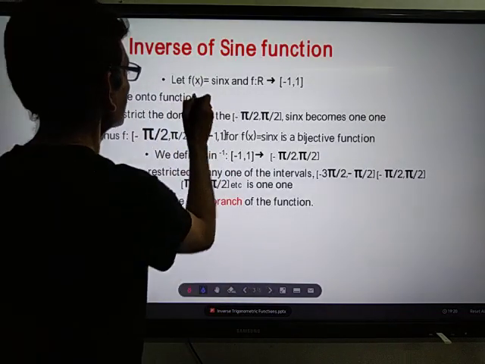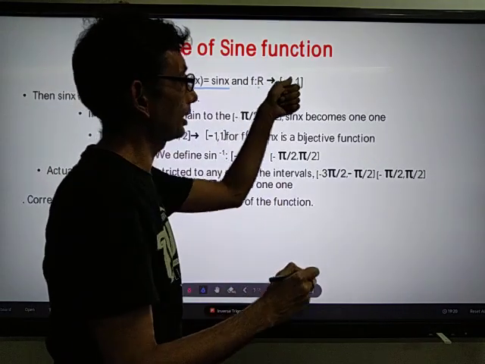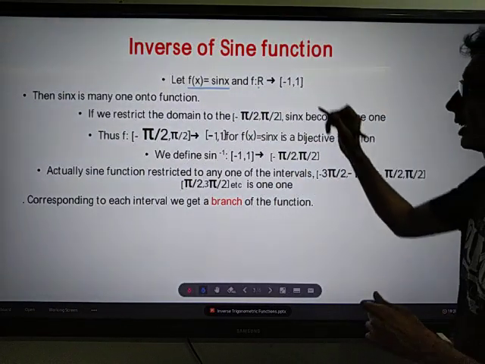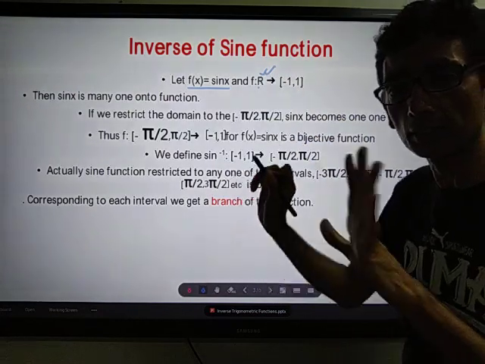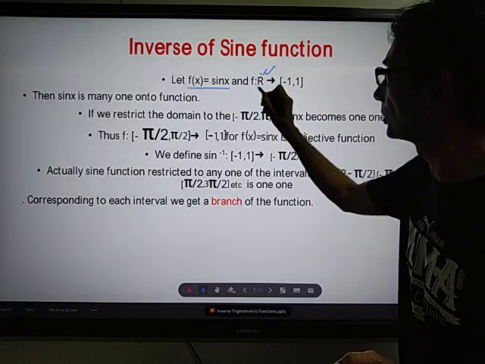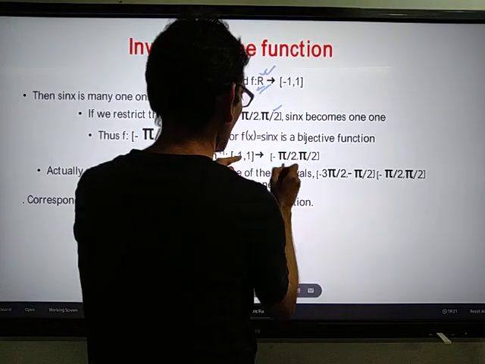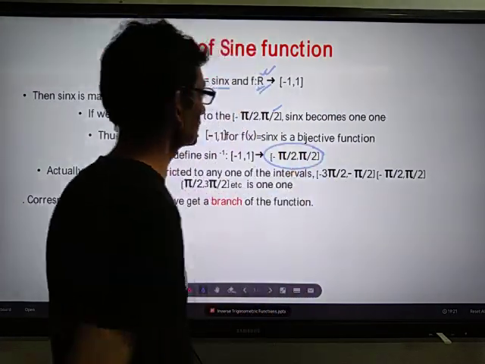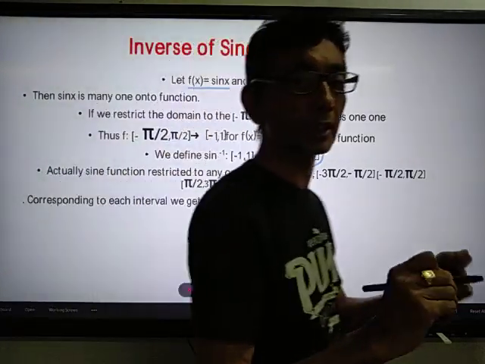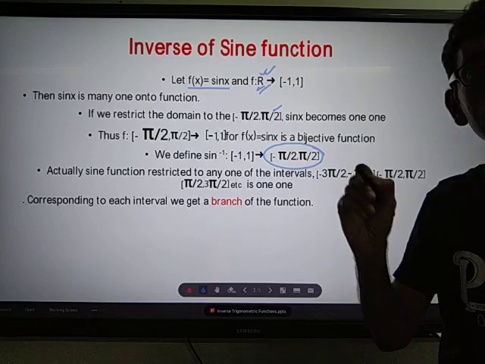First, if f(x) equals sin x, we know that for sin x the domain is R and the range is -1 to 1. We have already discussed that if we take the domain as R, the sine function is not bijective; it's not 1, 1, it's a many one function. Now what we are going to do is restrict the domain of sine. If we restrict the domain of sine to minus pi by 2 to plus pi by 2, then the sine function becomes 1, 1. With the range minus 1 to 1, it becomes 1, 1 and onto.